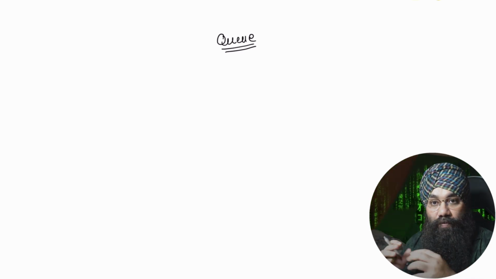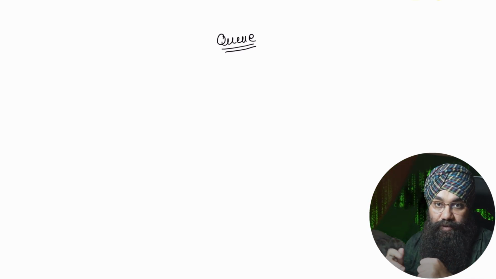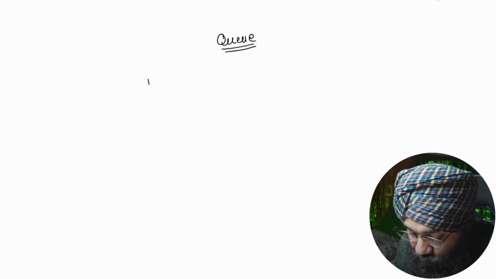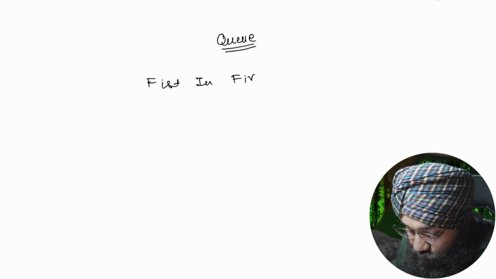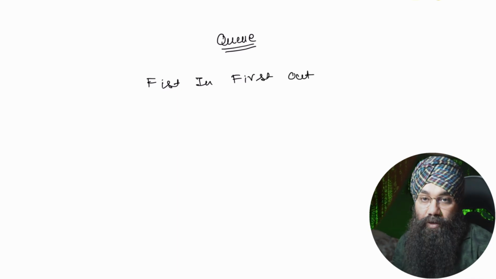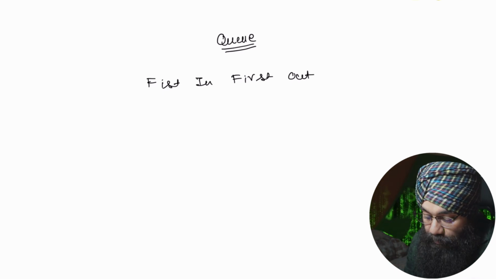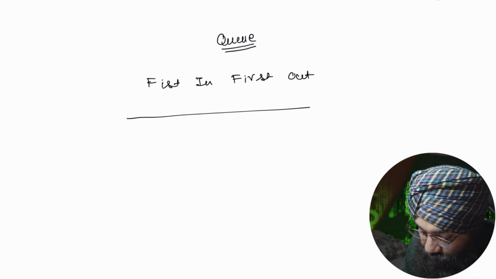Welcome friends. Now we will learn about the queue interface. So basically the queue interface stands for first in, first out principle. So queues stand for first in, first out principle, which means suppose you have a queue.